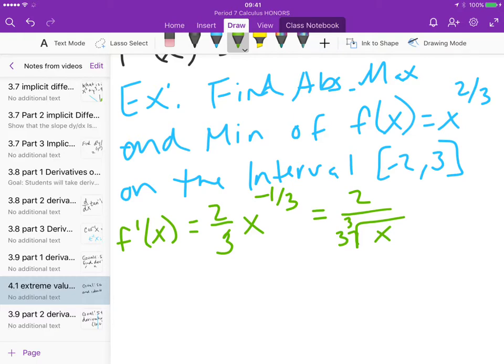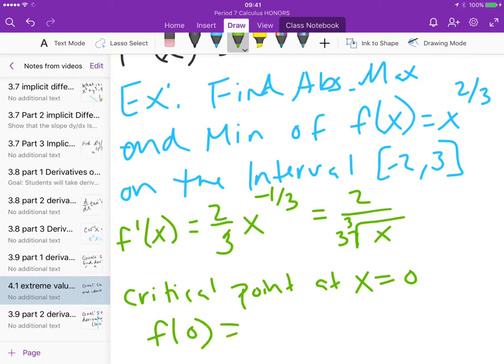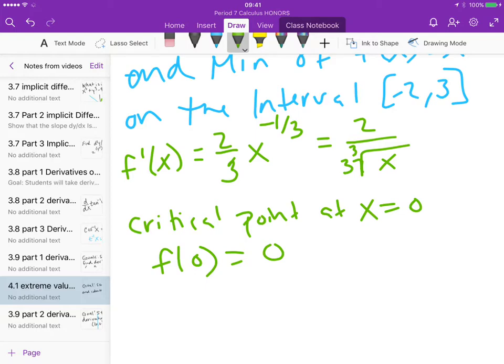So the critical point is at x equals 0, and f of 0 equals 0 for this case. Once again, we know we have a critical point there because if you substitute 0 into the denominator of the derivative, that's going to be undefined, and that will cause a problem. So we take that critical point, substitute it into the original function f of x, and we get 0. So that's where our critical point is going to be.